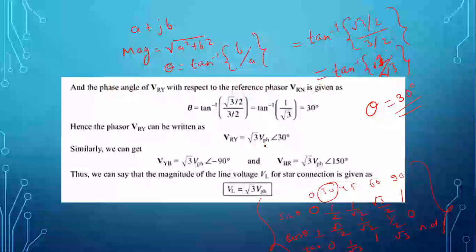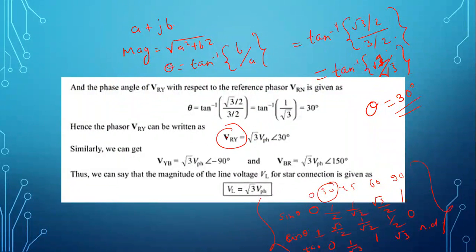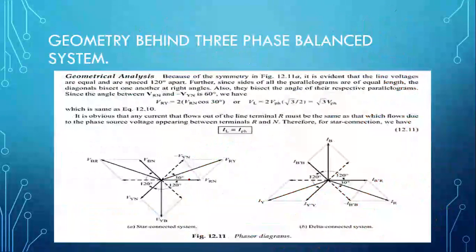Okay, so if we can get this for this phase, like between this line voltage VRY, for the other one also we can calculate similarly and we get the same result, that is root 3 times VPH, and that angle value is also associated with this. So finally we can write that my line voltage is always equal to root 3 times VPH. Very important from an exam perspective.